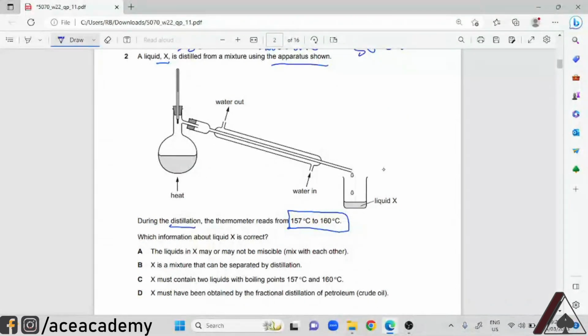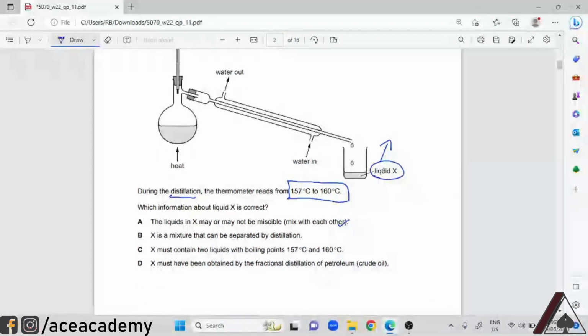But we know that for something that is pure, the boiling point of a pure substance will always be exact and it will not vary. As a result, we can understand that liquid X is a mixture and not something that is pure. It is a mixture of liquid. So option A says the liquids in X may or may not be miscible with each other, and this is correct. Option B says X is a mixture that can be separated by distillation.